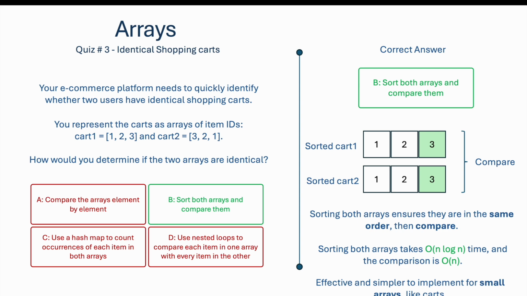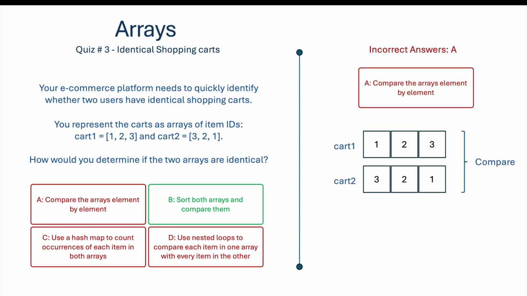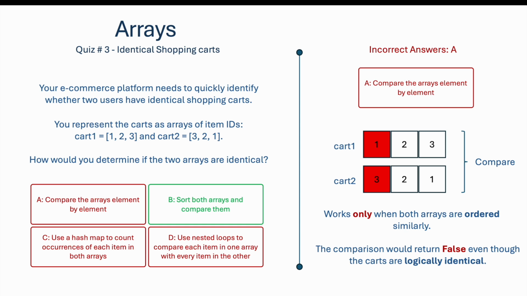Now let's see why answer A is incorrect. Comparing array element by element. If we directly compare without sorting them, then we just say that they are not identical, even though logically they are identical.